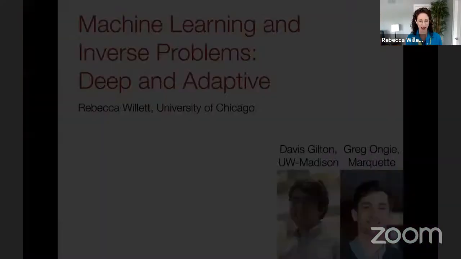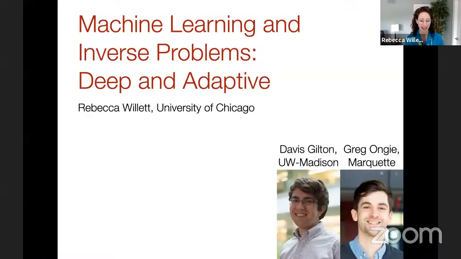Great, thank you very much. It's absolutely my pleasure to be a part of this seminar series. You guys have had a number of really exciting and interesting talks so far, and it's an honor to be a part of that. What I'd like to tell you about today is some recent work that we've been doing in my group on trying to leverage machine learning to better solve inverse problems in imaging. This is joint work with my student, Davis Gilton, who's going to graduate in about a week, and my former postdoc, Greg Ongie, who's now a professor at Marquette University.